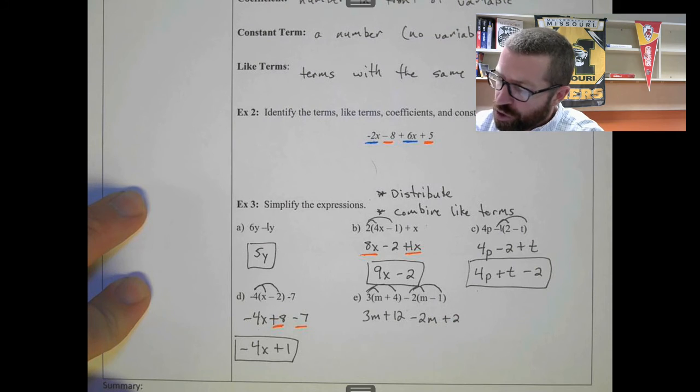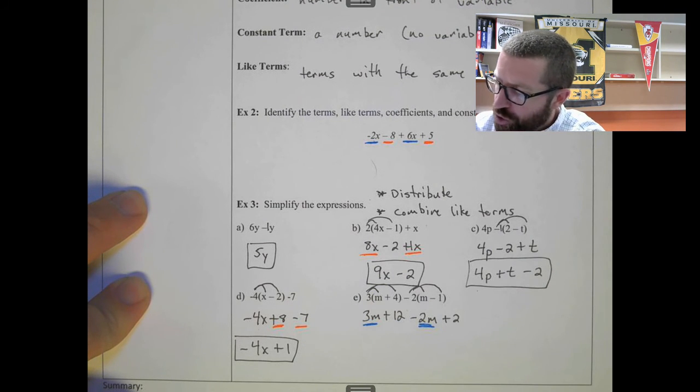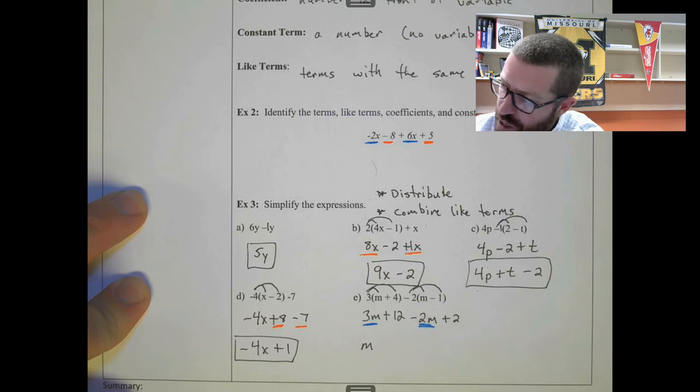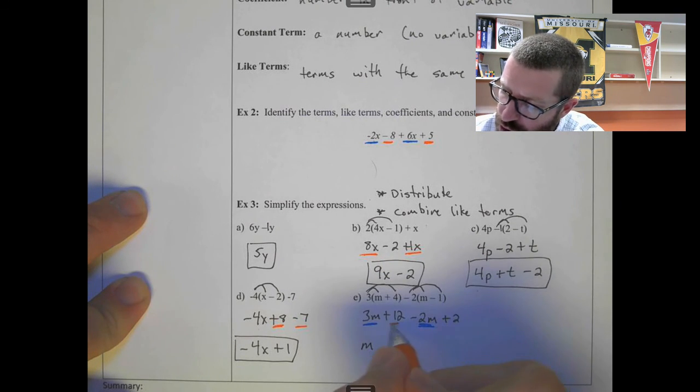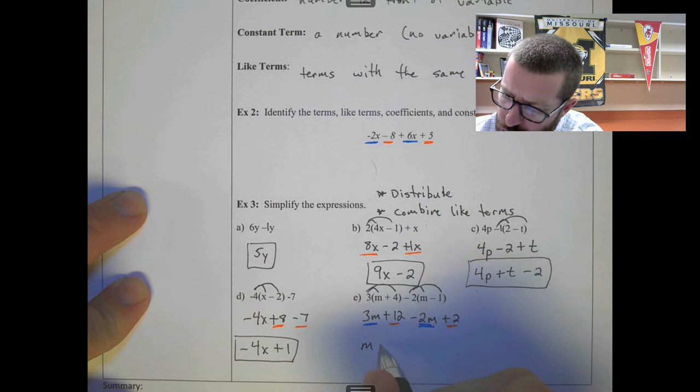And then combine like terms. So we have some m's that go together. 3 minus 2 is just 1m. And then we have 12 and 2 that are both constants, or just numbers, so they go together to make 14.